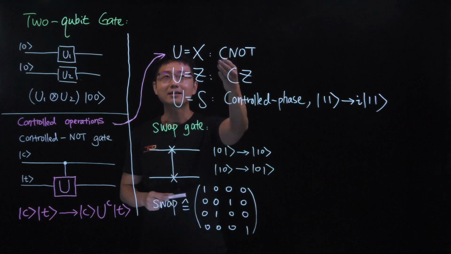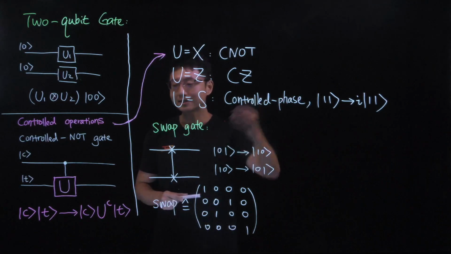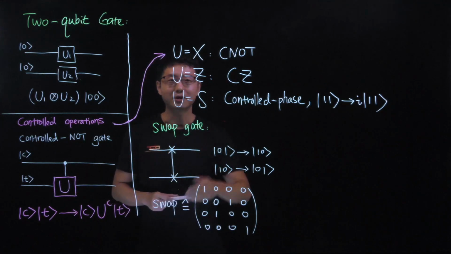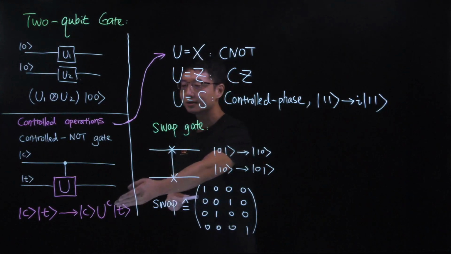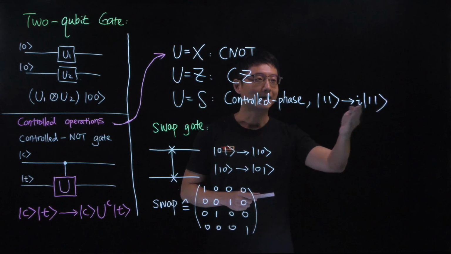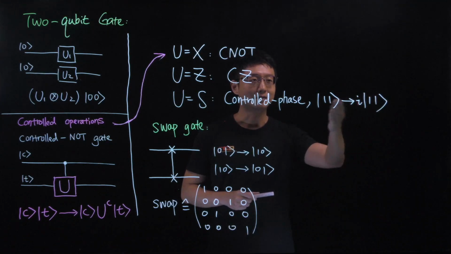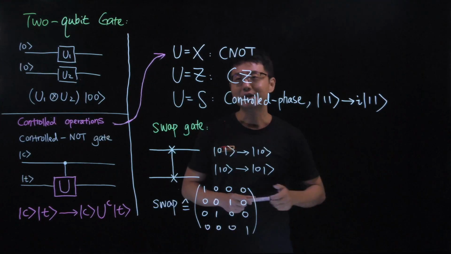Some special cases are what we have already seen. There is also the controlled phase gate, that is to replace the unitary by the phase gate we have studied before. The action of that controlled phase gate is to turn the state |11> into i|11>, adding a phase of i in front of the state |11>, while leaving all the other 3 basis states unchanged.